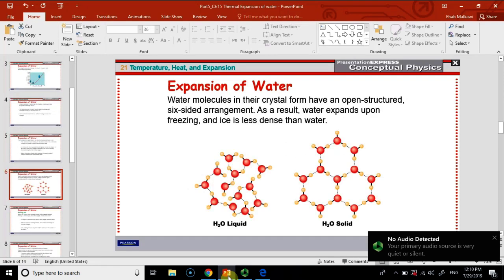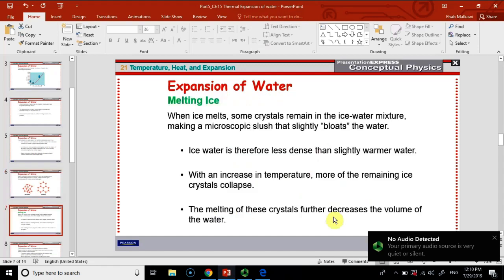You can see this in this picture. You can see that water, H2O, in the liquid state, look at the molecules, they seem a little bit closer. Once water becomes ice, look at the picture on the right, you can see that because of this structure of the ice, the volume will increase. When ice melts, some crystals will remain in the ice-water mixture.